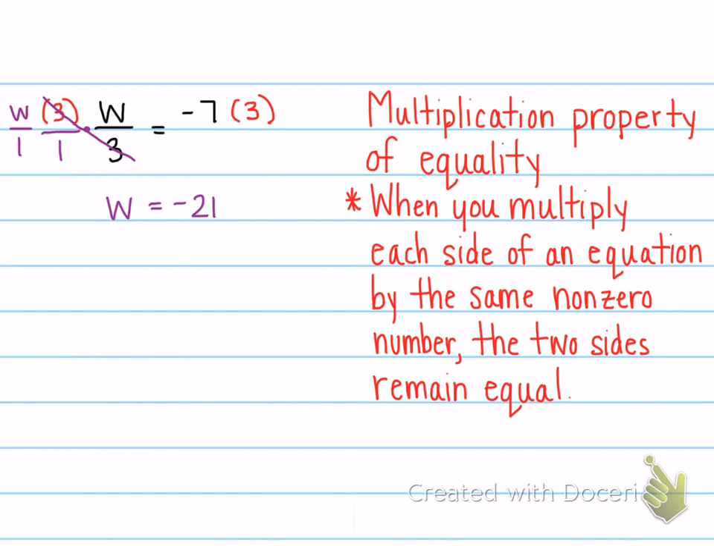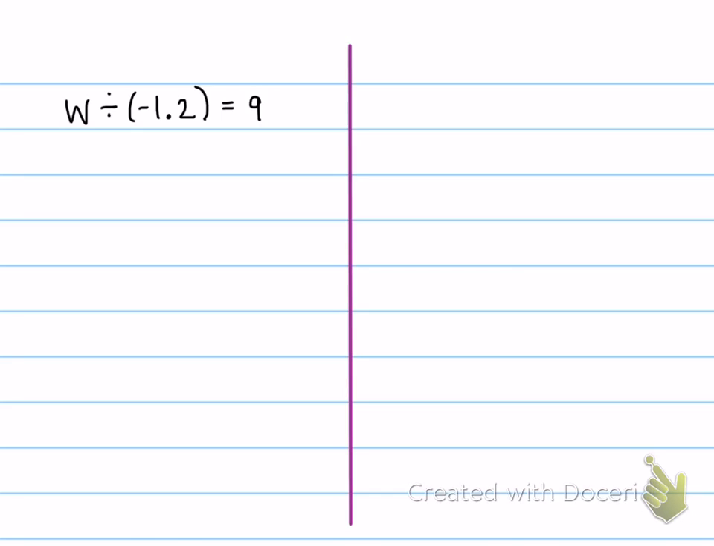So we don't show this whole over 1 part of the equation. You don't really need to. It's just this is why it's actually happening when you do the multiplication. So let's try some other examples. Let's say you're given a problem like this.